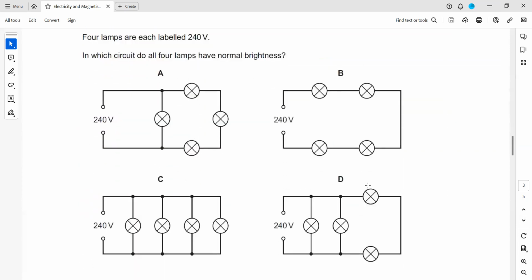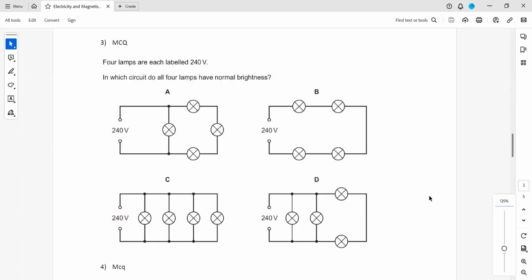Four lamps are there. Each is labeled 240. In which circuit do all four lamps have the normal brightness? It means they all receive 240. Remember, when lamps are connected in parallel, the voltage will be the same, but when they're connected in series, the voltage will divide among them.